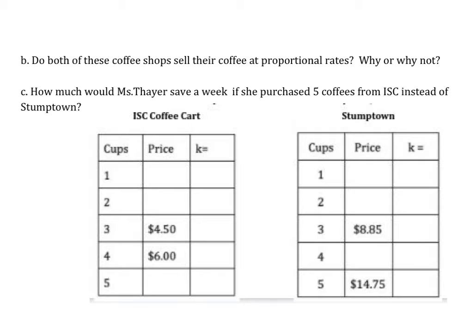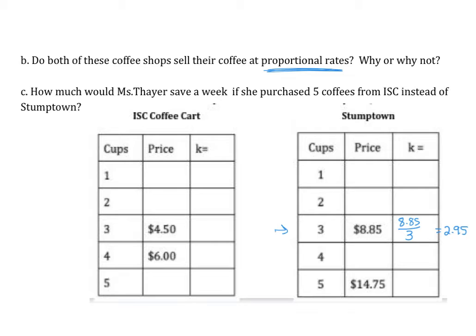Okay, so we're being asked, do both of these coffee shops sell their coffee at proportional rates? Why or why not? So I'm going to start by calculating. I'm going to start at Stumptown and look at these 3 cups of coffee. And I'm going to find my unit rate here. I'm going to say, well, $8.85 divided by 3 will tell me how much 1 cup of coffee is. And that equals $2.95. I'm just going to double check my work there.